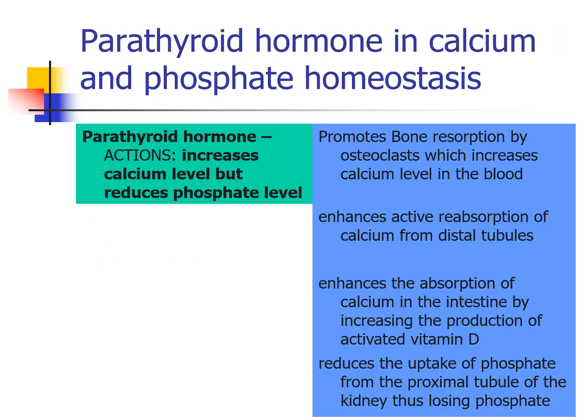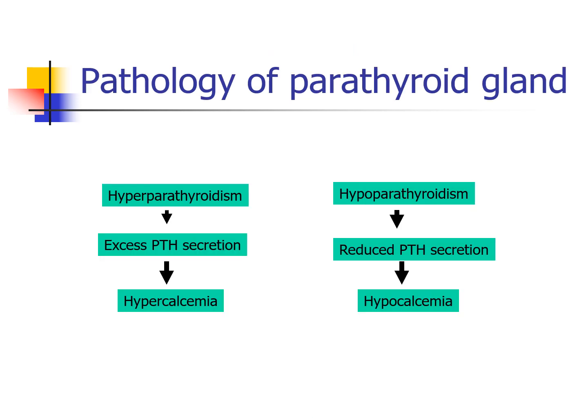The parathyroid hormone promotes bone resorption by osteoclasts, promotes active reabsorption of calcium from the kidney, and also enhances the absorption of calcium in the intestine. All this will increase the calcium level. It also reduces the phosphate level by reducing the uptake of phosphate from the kidney, thus the kidney loses the phosphate. There are two pathological conditions that can be seen in the parathyroid gland.